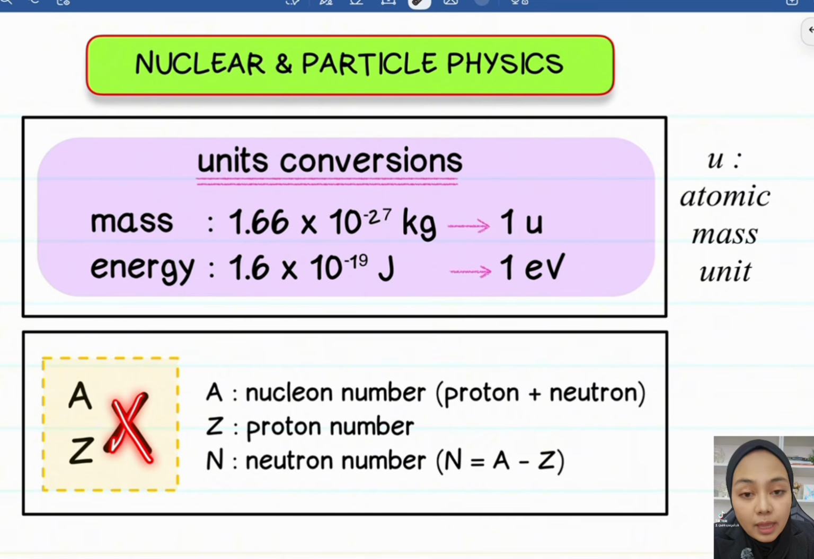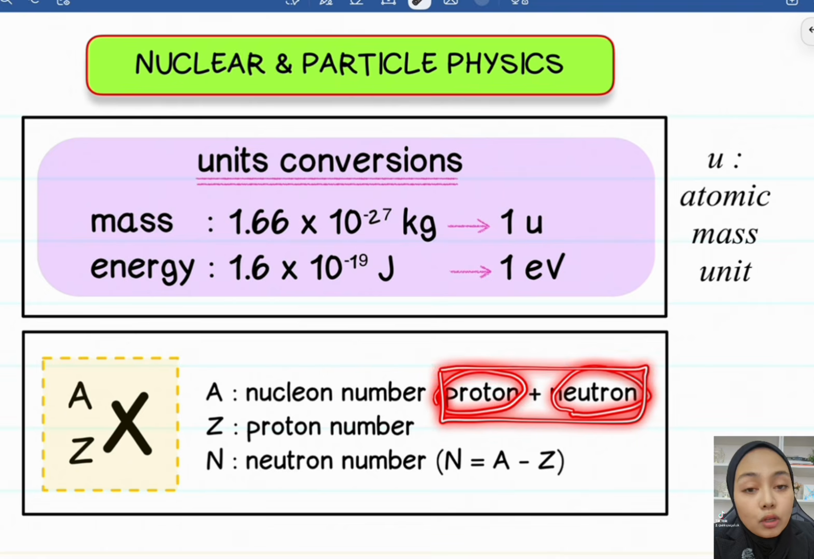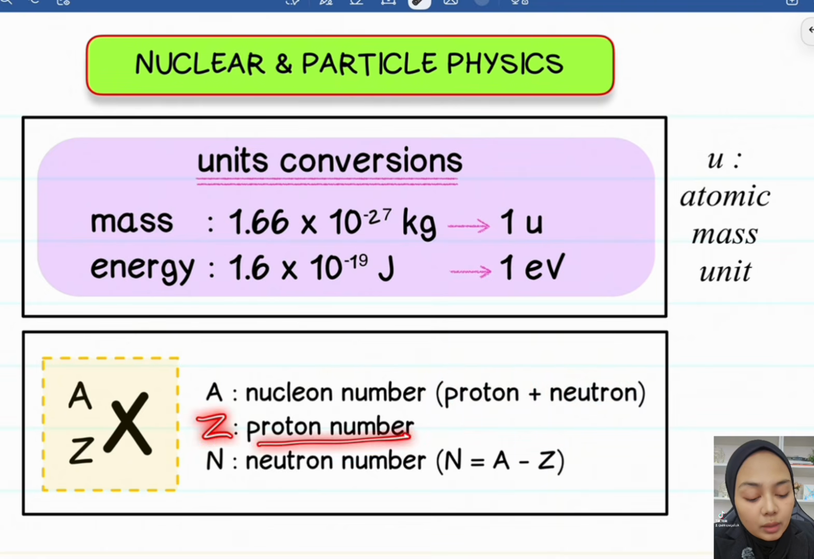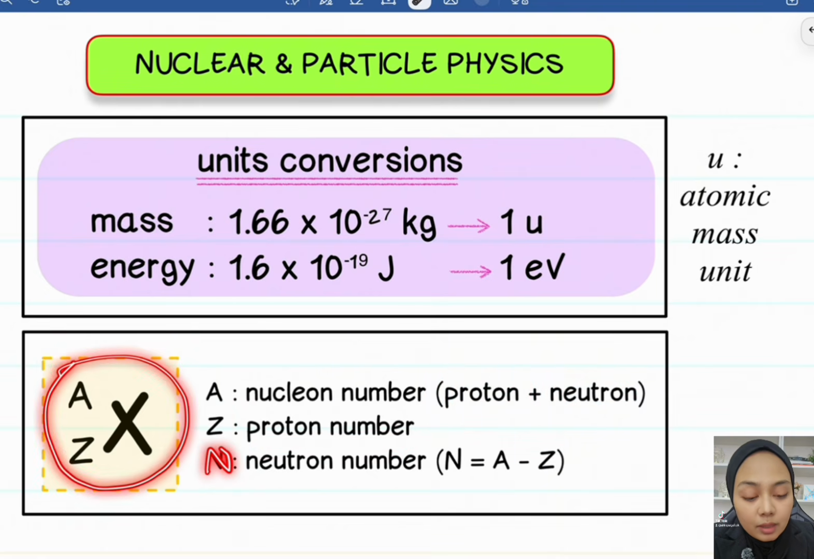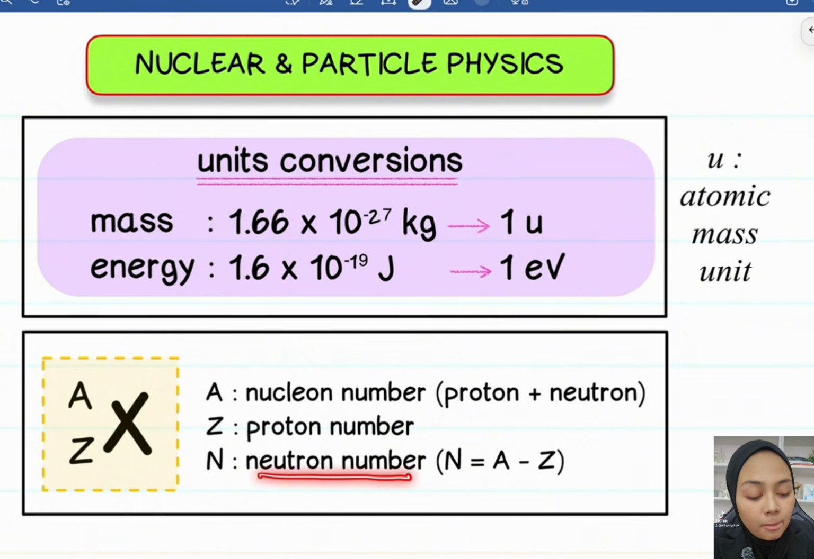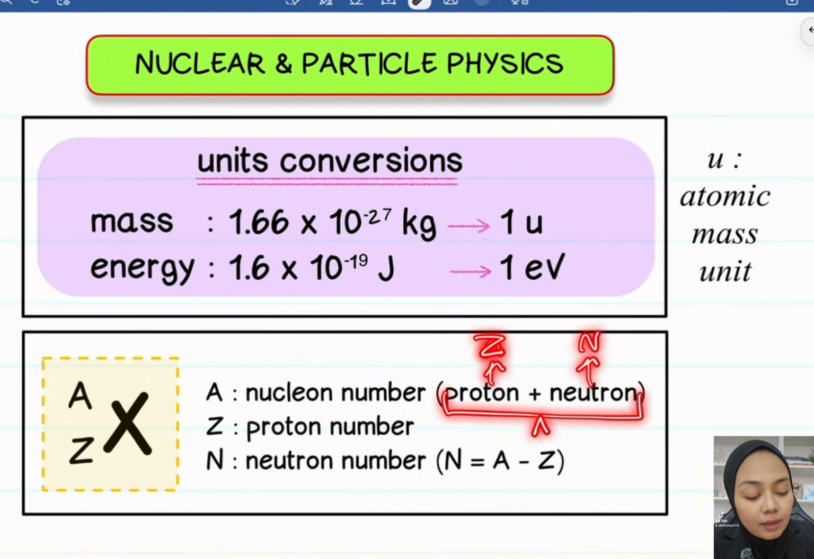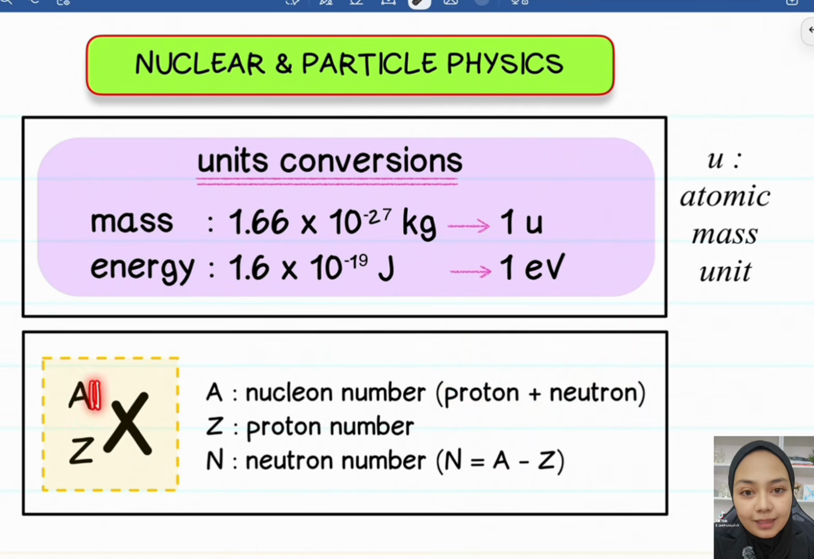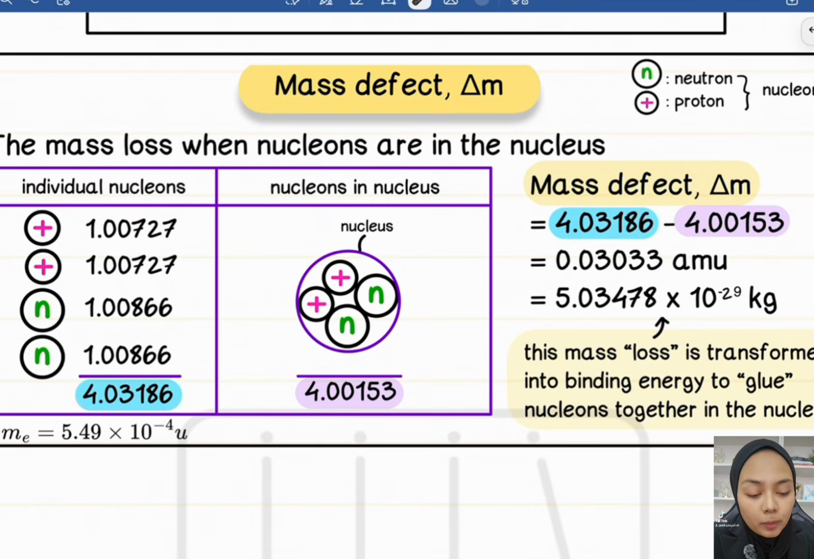We have X as the element. A is what we call nucleon number, which consists of proton number and neutron number. These two are considered as nucleon. Z is the proton number, while N is not stated here, but N is actually neutron number. This is Z, and this is N, and together is A. So in order for us to get the neutron number, we minus A with Z. A as in all.